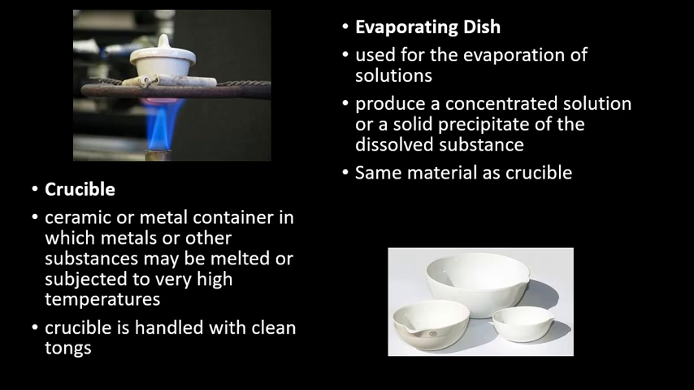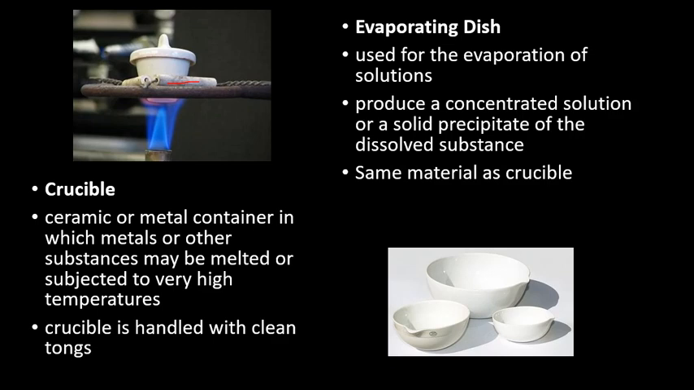A crucible is a ceramic or metal container in which metals or other substances may be melted or subjected to very high temperatures. They are handled with very clean tongs. So you would heat a crucible and put a chemical in there that you want to heat, like a solid or something you want to melt, and you would usually put it in a circular triangle like that, and clamp it onto a ring stand. That is a ring stand, and the wire triangle is also ceramic in the middle, and you put it above a Bunsen burner to heat it.